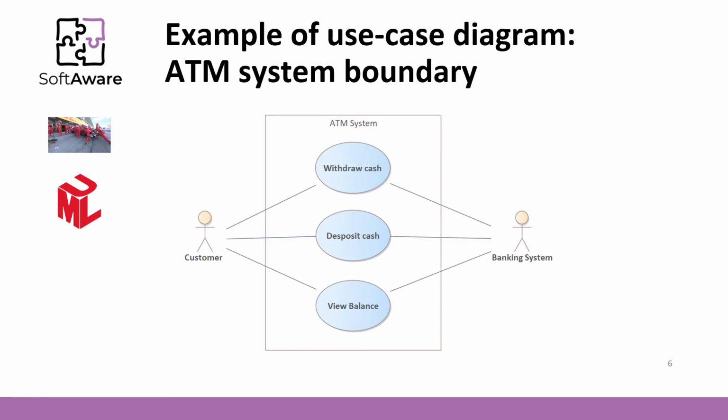UML use case diagrams also use the system boundaries to show the interaction between internal and external actors. The customer and a banking system are the external actors that interact with the ATM system, performing three operations: withdraw cash, deposit cash, and view balance. This diagram also shows that both actors, a customer and the banking system, need to work together so that all these use cases will be successful. For example, if a banking system is offline, the customer will not be able to withdraw the money.